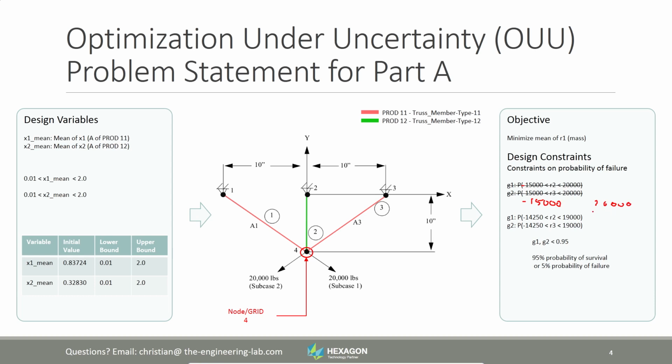Now, what we do is the following. We knock down these bounds. So instead of considering the axial stress between negative 15,000 and 20,000, we reduce the bounds. And I'll get to that in a moment as to why we did this reduction. So the probability of failure that we consider is the following. We want to make sure that we are within these bounds, negative 14,250 and 19,000, 95% of the time. So effectively, we're saying that limit the probability of failure to 5%. Now, you might be asking, why do we knock down these bounds?